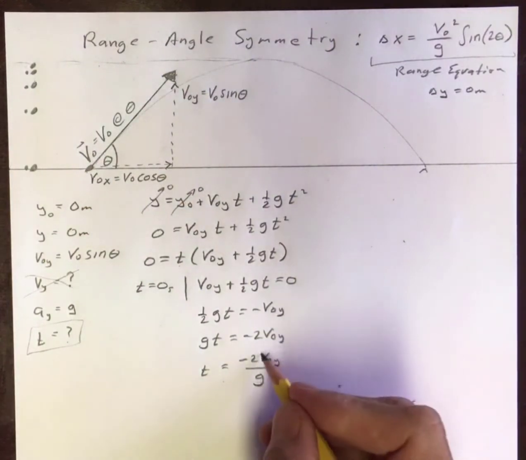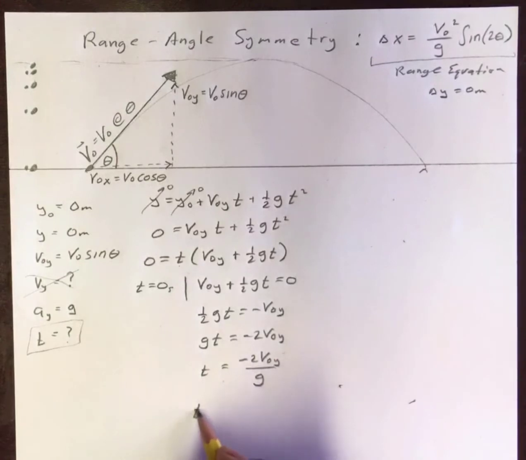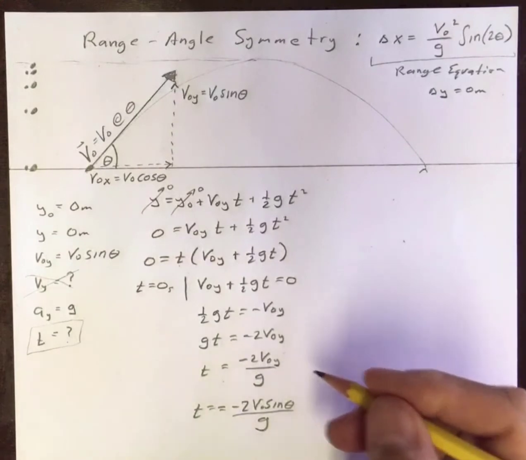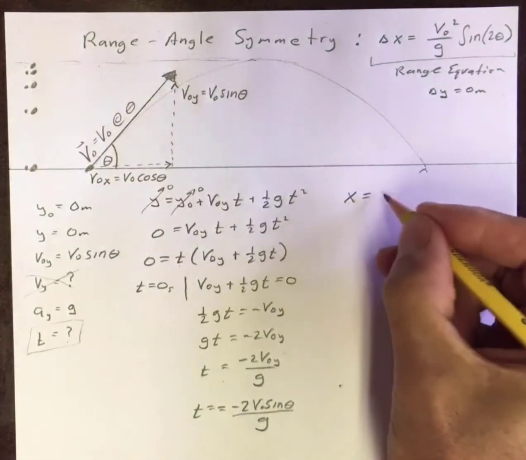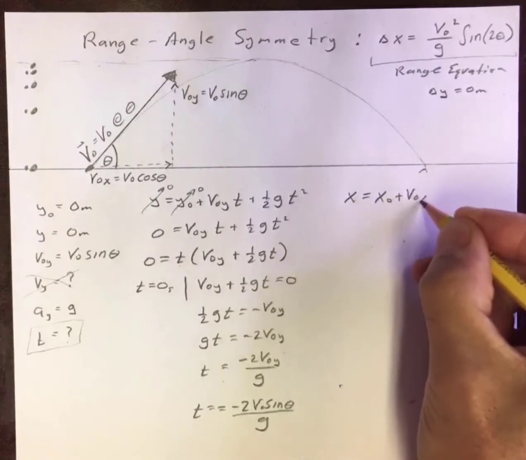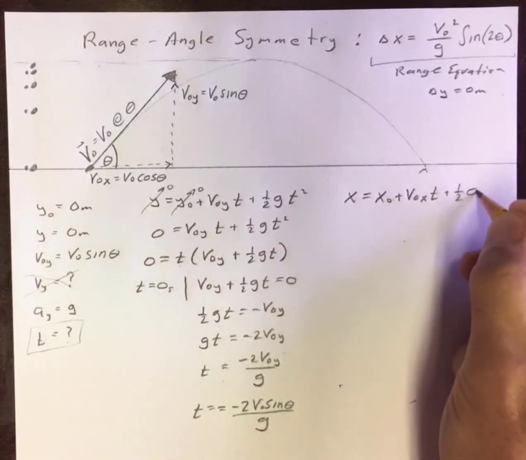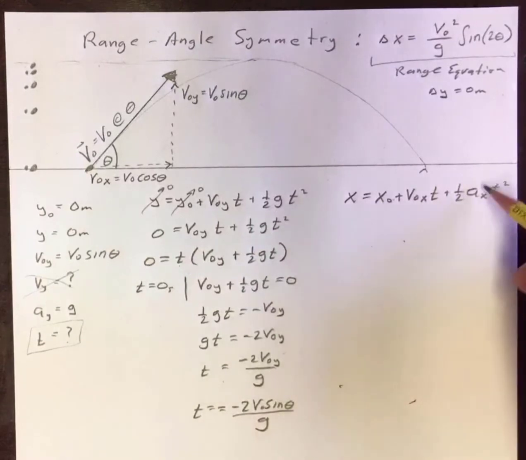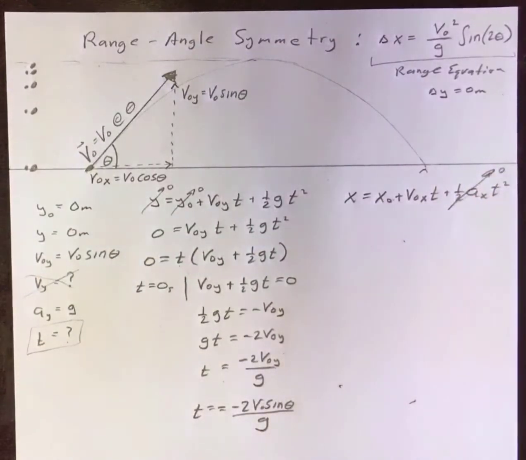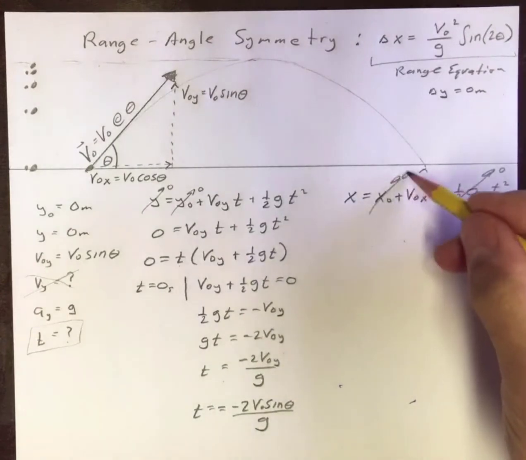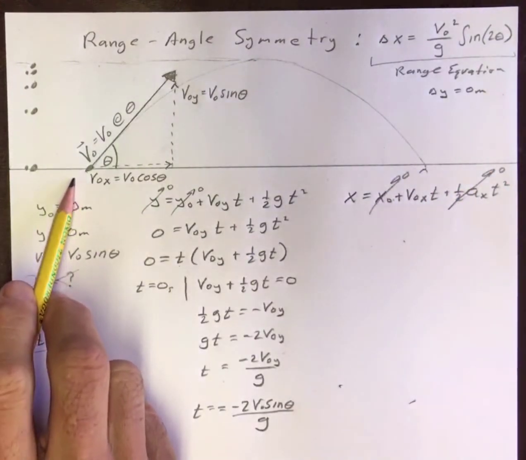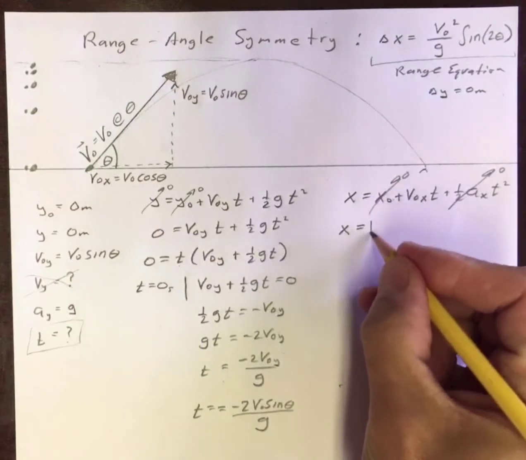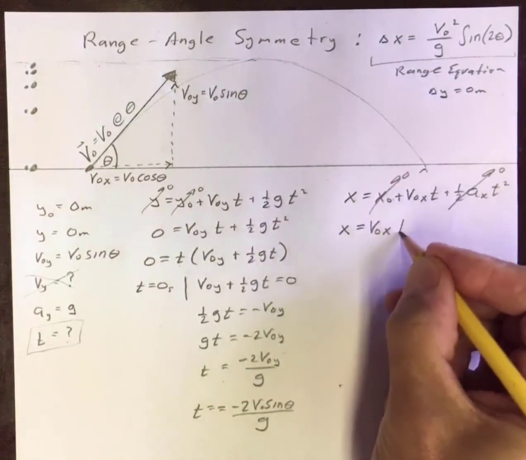Now that v naught y is a symbolic placeholder for v naught sine theta. Okay, so now let me try to calculate what the range is going to be. I use the big dog displacement equation again, but in the horizontal dimension. When we're free falling, the horizontal acceleration is always 0, and I'm going to start from x equals 0 at the very beginning of the launch. So I get x equals v naught x times t.